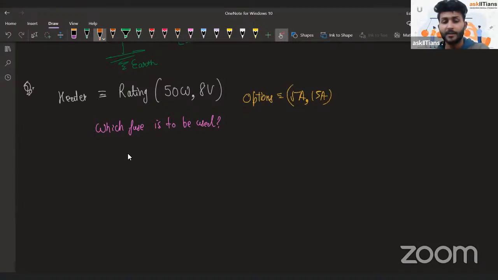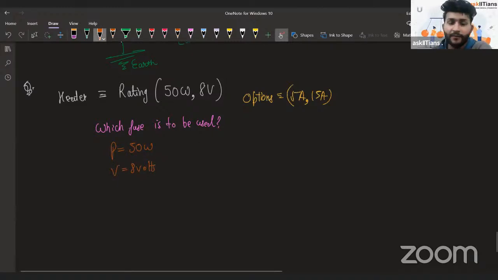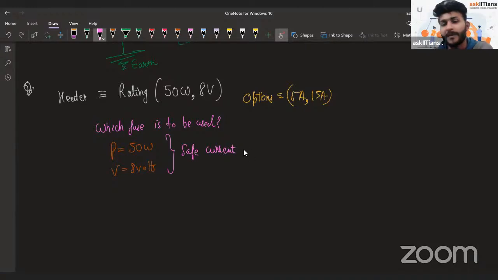Guys, see the common mistake that you're making over here. What is given? Power is given as 50 watts and voltage is given as 8 volts. So what can you find from this? You can find the safe current through it, like how much current safely will pass through it. So how would you find current if power and voltage are given?